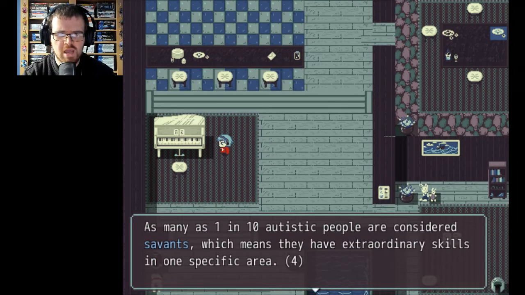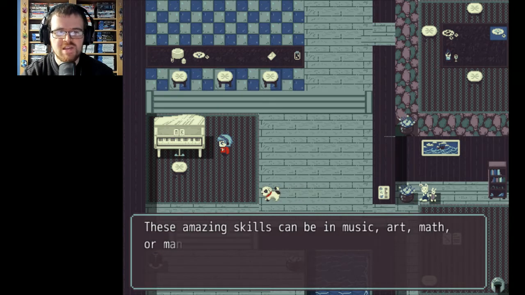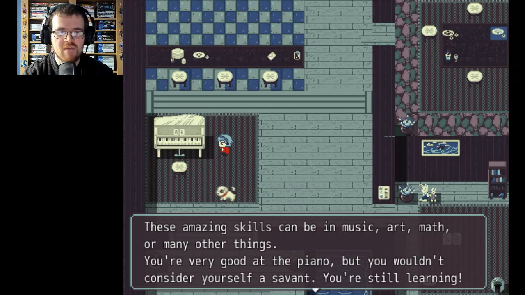As many as 1 in 10 autistic people are considered savants, which means they have extraordinary skills in one specific area. Yes, that is absolutely true. We find an area which we love, and we're so motivated by it that we can just master it. Like playing the piano, for example. But it also helps when you have long fingers with the piano. But we're just looking at this as an example of a skill. These amazing skills can be in music, art, math, or many other things.